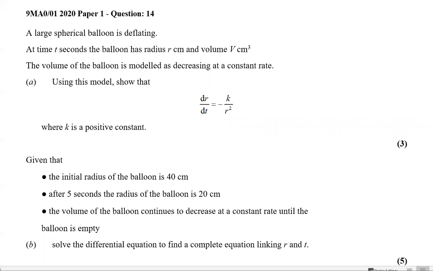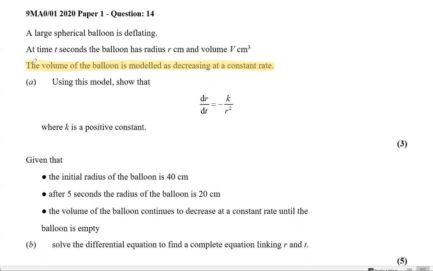So question 10 from the trial exam is paper 1 2020, question 14. We've got a large spherical balloon that is deflating. We've got time in seconds, radius in centimeters, and volume in centimeters cubed. So the volume of the balloon is modeled as decreasing at a constant rate. So that's important. Okay, that's telling us a derivative.